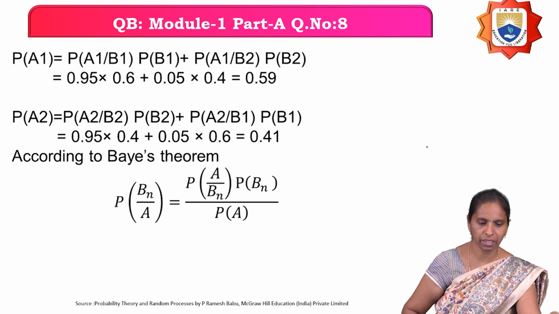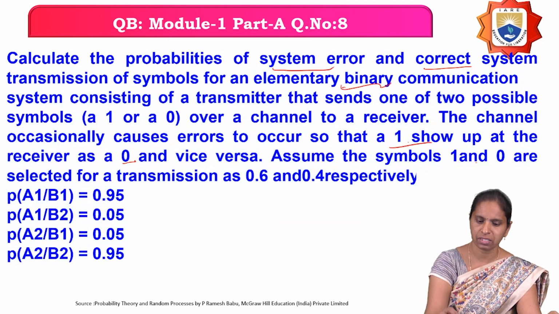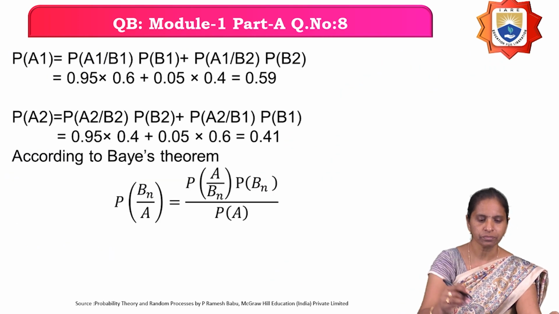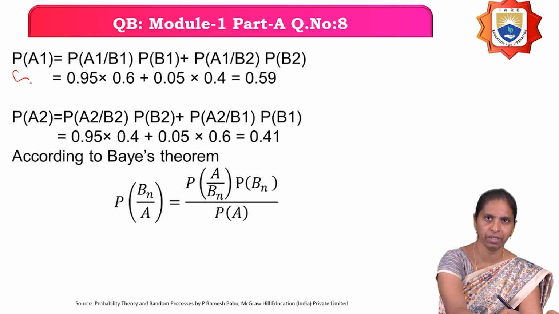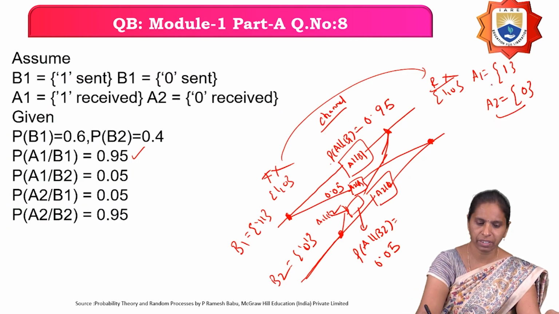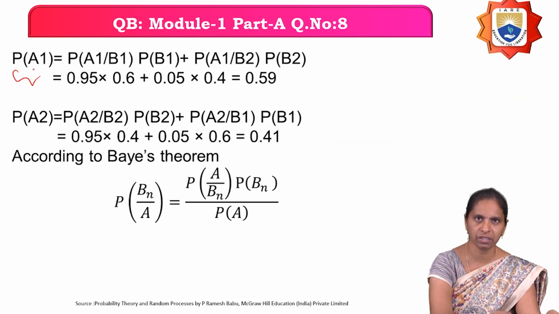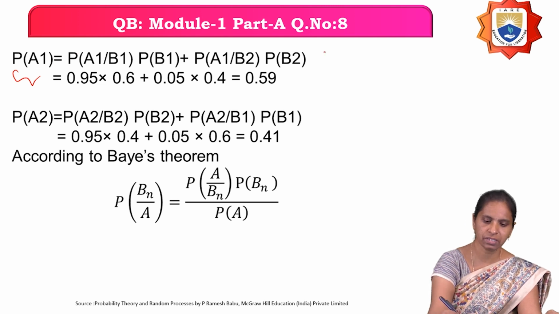Next, what you have to calculate is the probabilities such that the correct transmission and the error transmission probabilities of the system. Next, what is P of A1? A1 is nothing but the event that symbol 1 is received at the receiver. Then what is the probability that symbol 1 is received at the receiver? This is calculated using the total probability theorem.